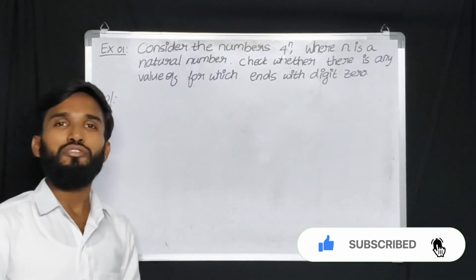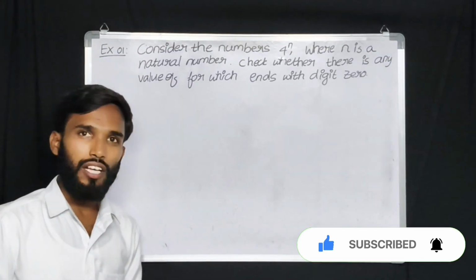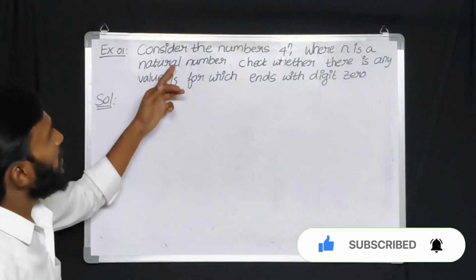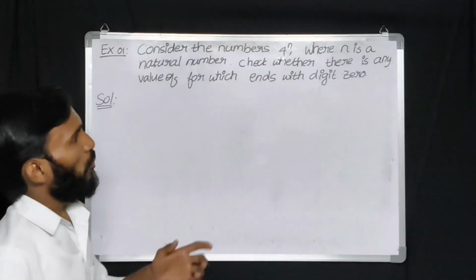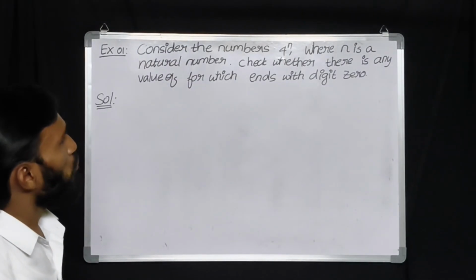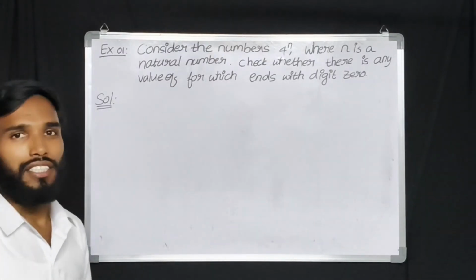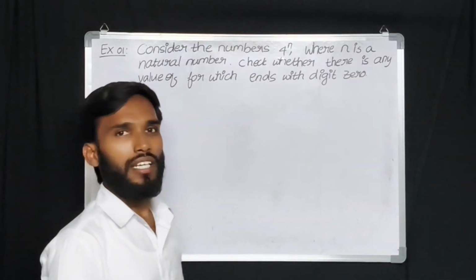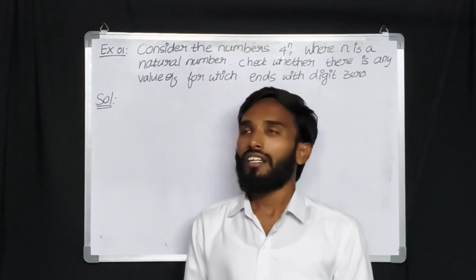Yes, the very first example is here on the board. Let's read what is that. Consider the numbers 4n where n is a natural number. Check whether there is any value for which it ends with digit 0. What does it mean? It is nothing but check the number.